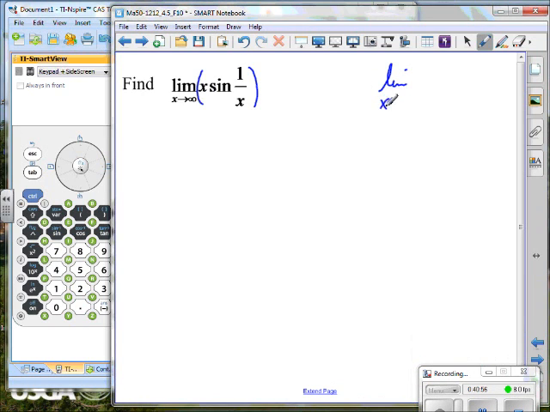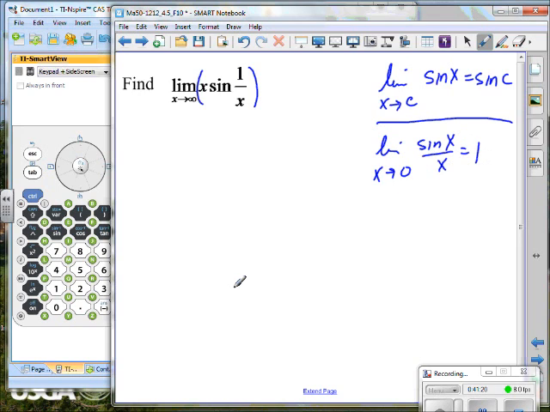Okay, the limit as x approaches what? C. Okay. Keep searching. Erica? The limit as x goes to 0 of sine x over x equals 1. Okay. So we have 2 of them. One of them is going to help us out.